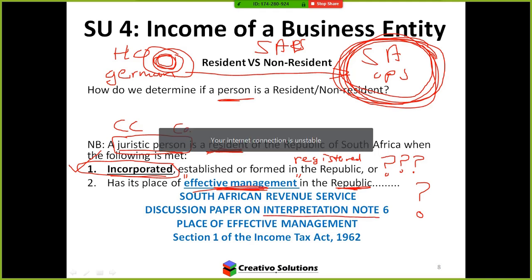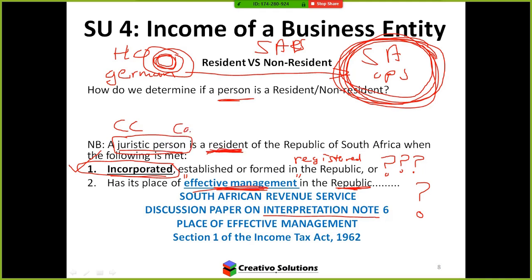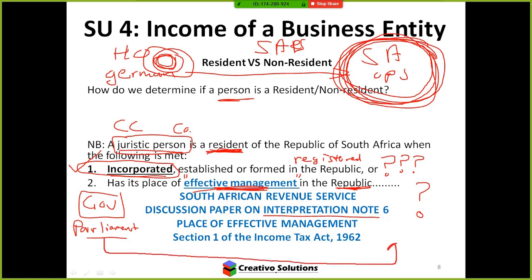So the South African Revenue Service, SARS, often brings out different interpretation notes when they look at the law. Remember, who sets the law of the country? Government. Correct. So the ministers, Parliament. Parliament and government set the rules and laws. Who administers it? SARS.